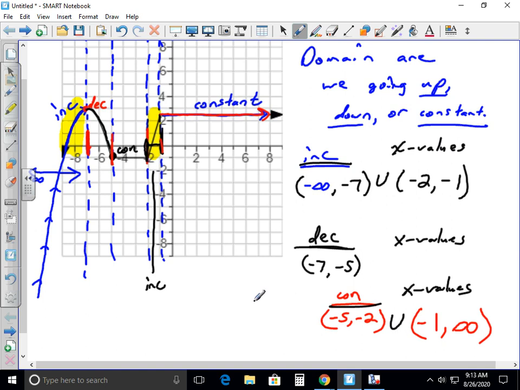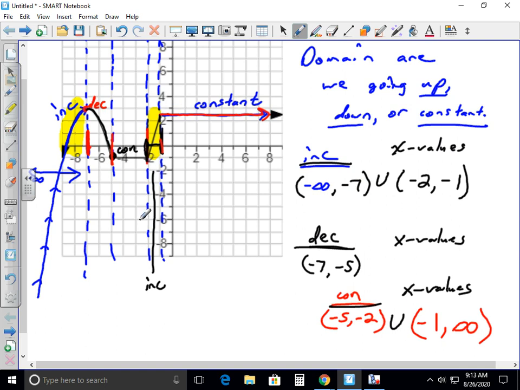So we're not answering how high we go or how low we go. We're just asking in which section of the graph are we going up, down, or constant. So this section, which goes from -infinity to -7, goes up. From -7 to -5, down. -5 to -2, constant. -2 to -1, up. -1 to infinity, constant.